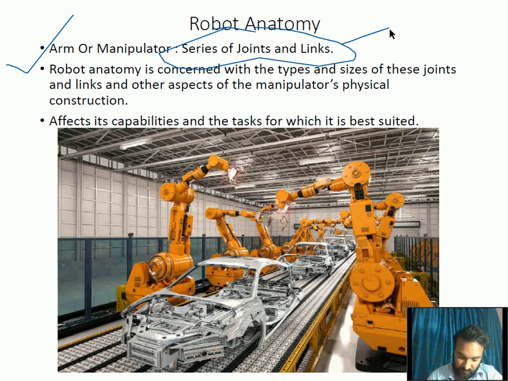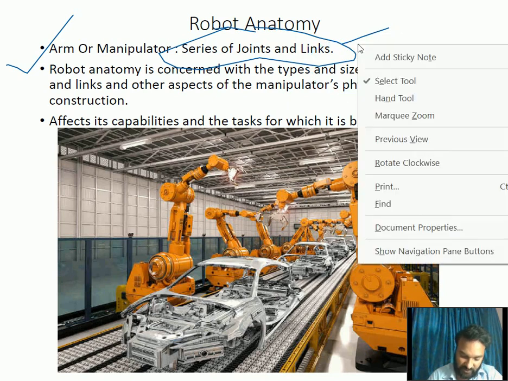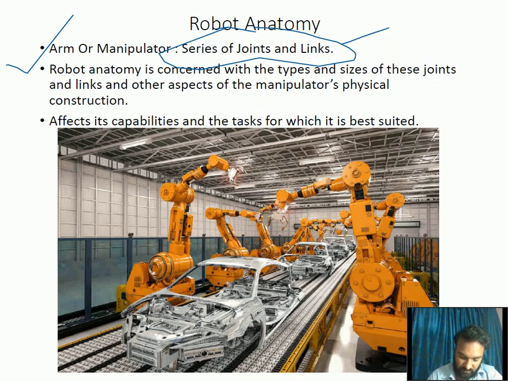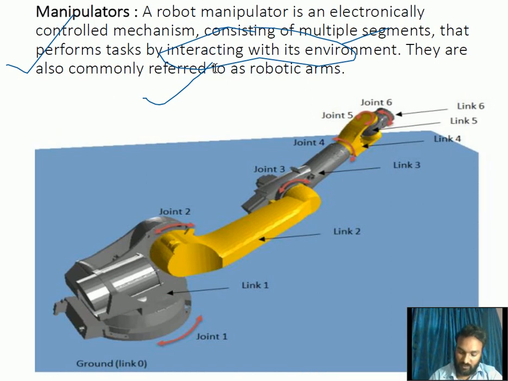Based on the size and types of joints, the physical construction of the manipulator is determined. The way we have used the joints and links affects the capability for the task for which it is designed or best suited. Now, before going into that, I will talk about what a manipulator is.